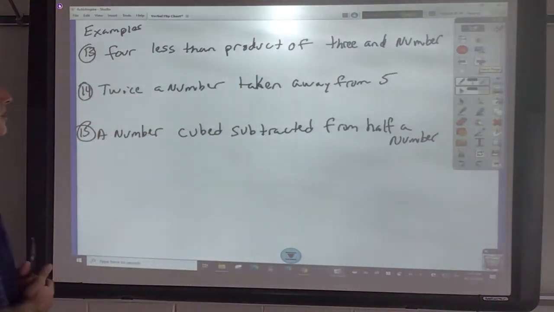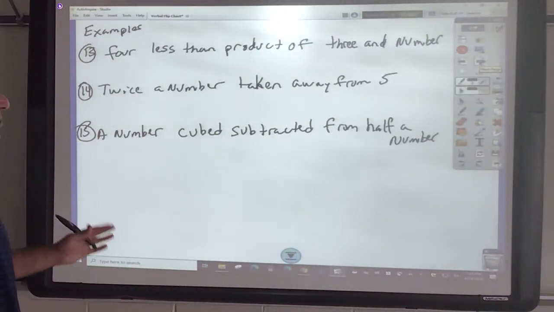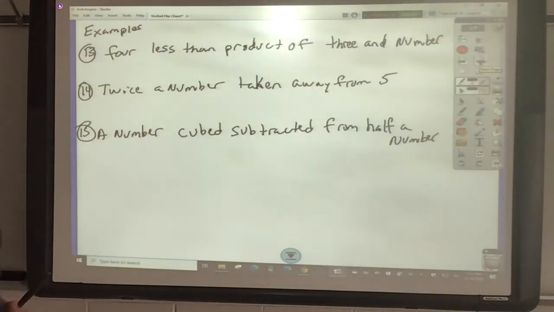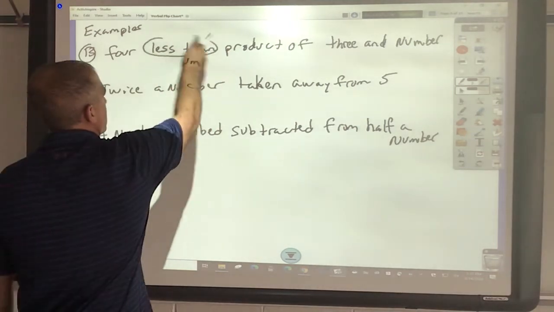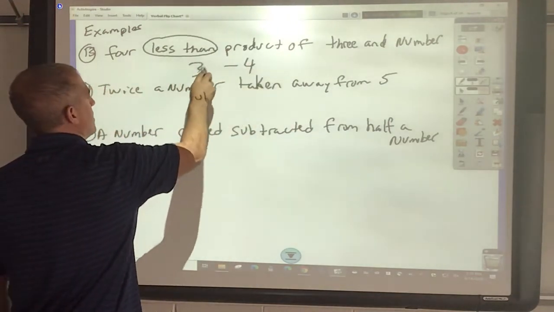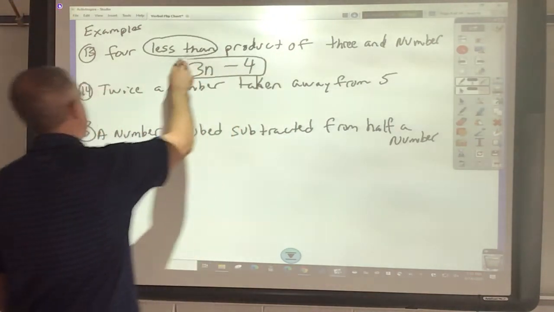Let's go ahead and practice. Here's some more examples we're going to go over. Once again, if you think you know what it is already, write it down. 4 less than the product of 3 and a number. There's that word less than. So 4 is going to be that second thing. The product of 3 and a number. So this would be my answer.